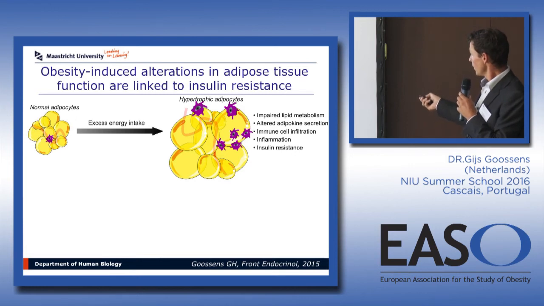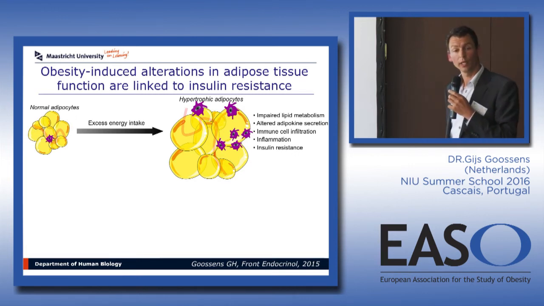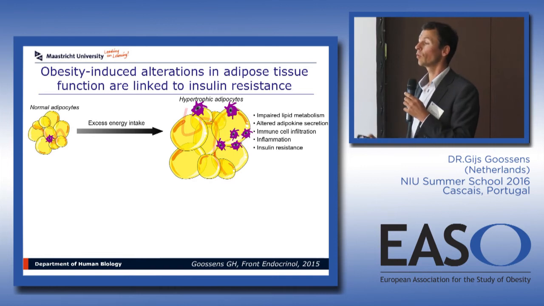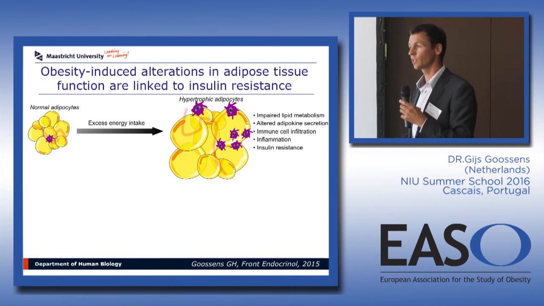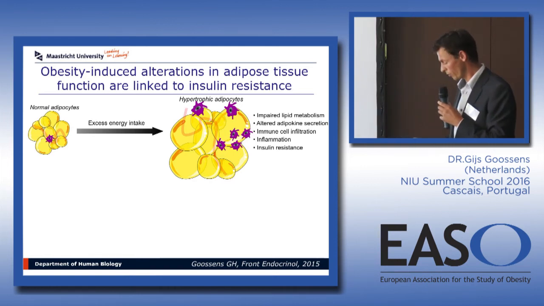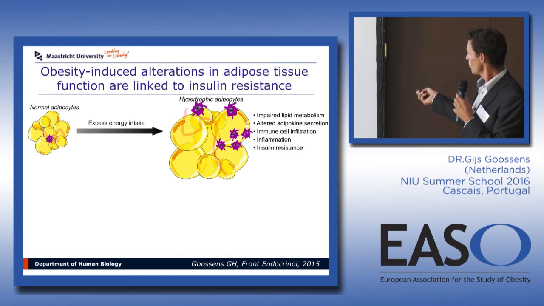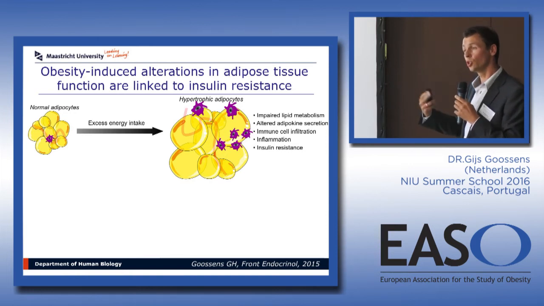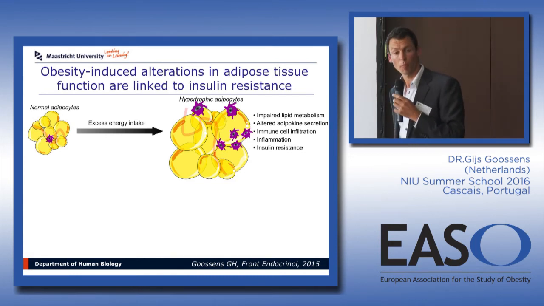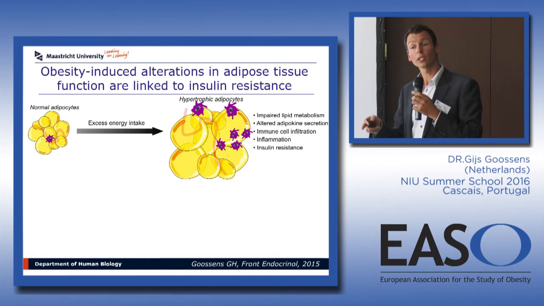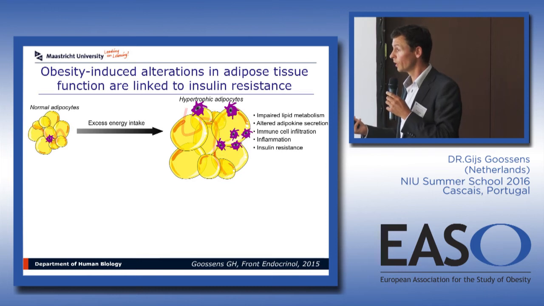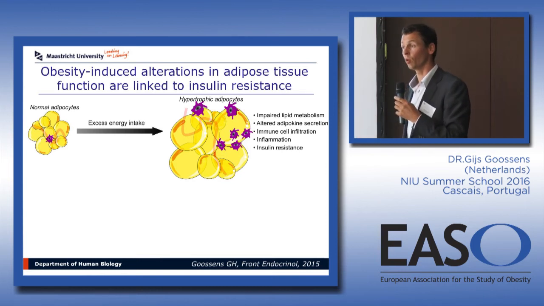We'll see that several immune cells will infiltrate the adipose tissue, so not only macrophages, but also mast cells, dendritic cells, T cells, different kinds of immune cells, together worsening the inflammatory phenotype. And these impairments in lipid metabolism and this infiltration of immune cells also induce local insulin resistance. But this has not only local effects, it also affects whole body insulin sensitivity and metabolic health.